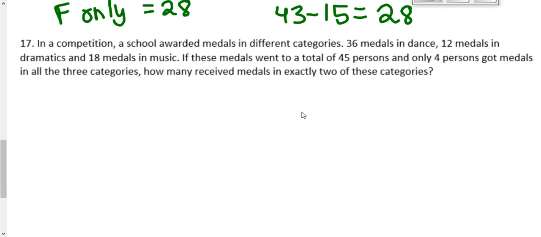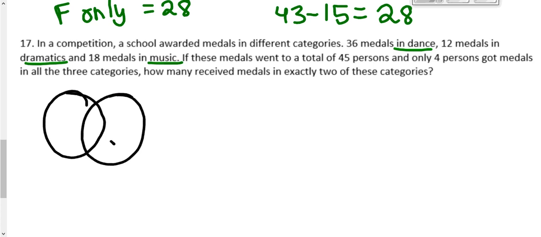Okay, take a second to look at number 17 if you have not already. See what's important. See if you know how many circles in your Venn diagram that you need, and fill out what you can. If you have already done that, we can see that this is about giving out medals, and there are medals in dance, dramatics, and music. So we have 3 circles in our Venn diagram. 1, 2, 3.